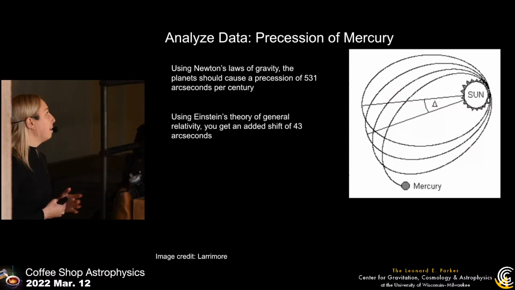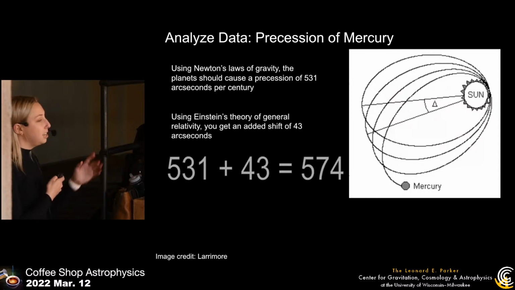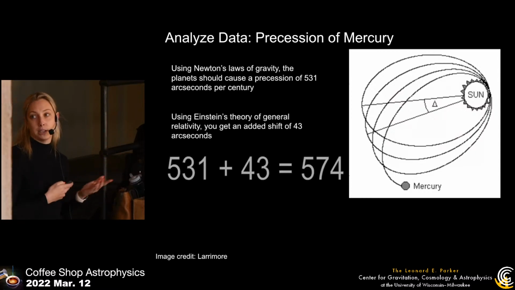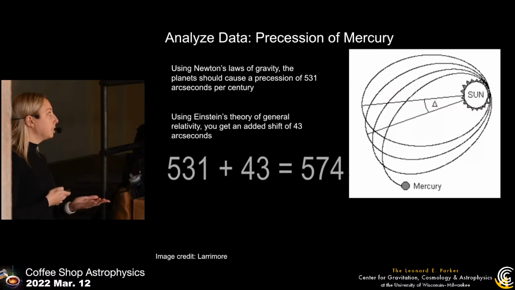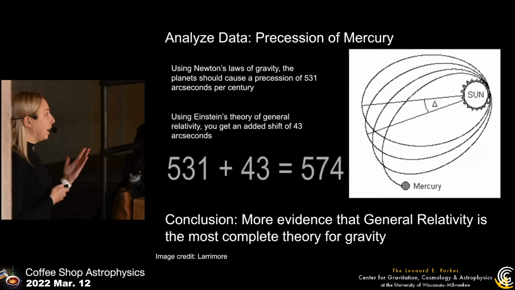So then Einstein came along and introduced general relativity. And once you do the whole math for that, you get an added shift of 43 arcseconds. Put those together, and you get your observed rate that matches exactly to 574. So this is one of the first experiments that gave us more evidence that general relativity is the more complete theory for gravity so far.